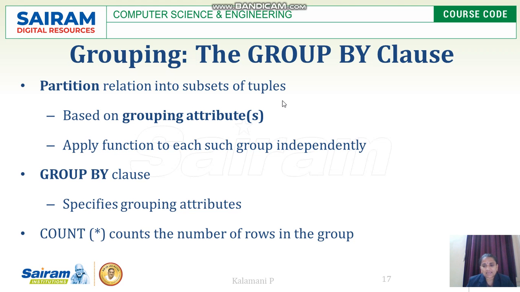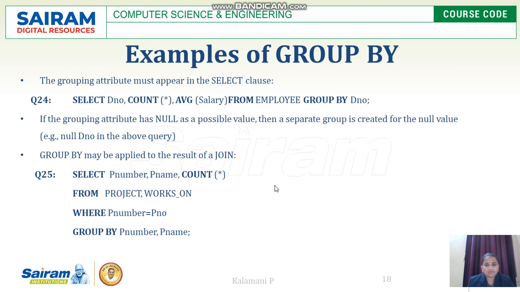Within that set, I can apply the aggregate function. So for each department, how many students are there? For each department, how many students have this much minimum, this much aggregate, and so on. These things I can do using the GROUP BY clause. So GROUP BY specifies the grouping attributes, and COUNT(*) counts the number of rows in the group. Okay, that will be used.